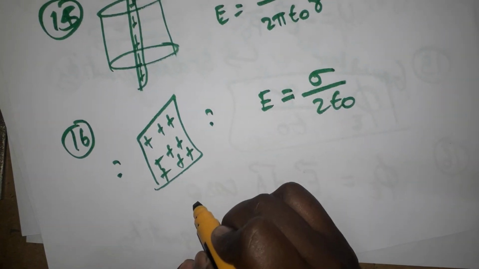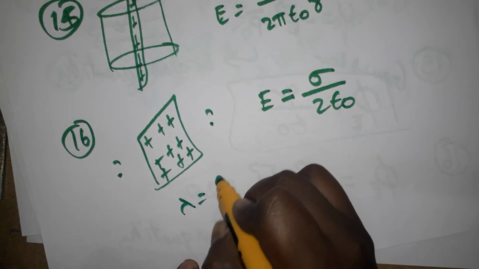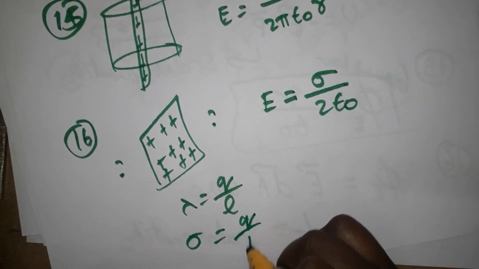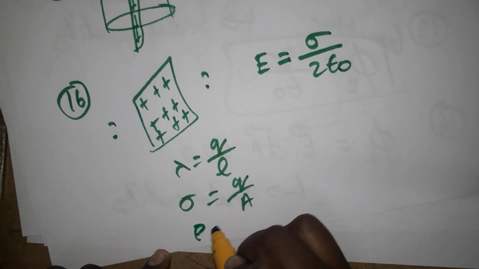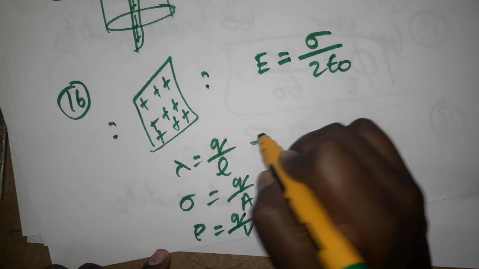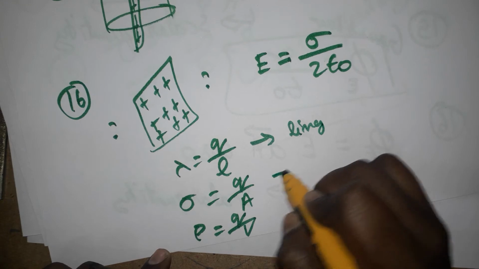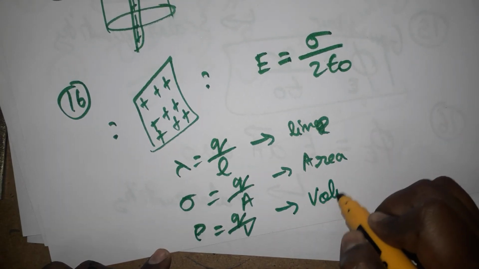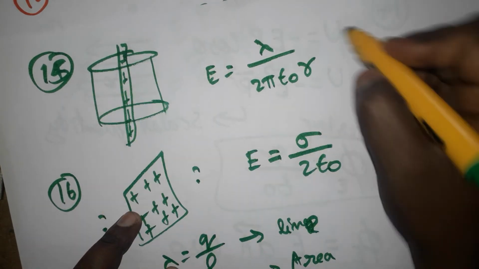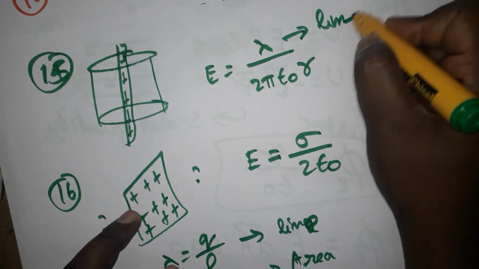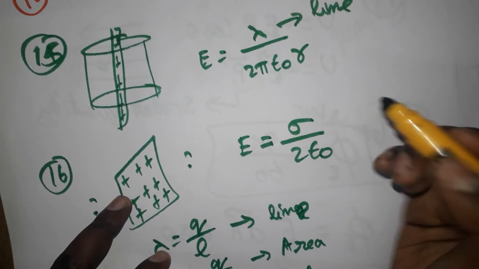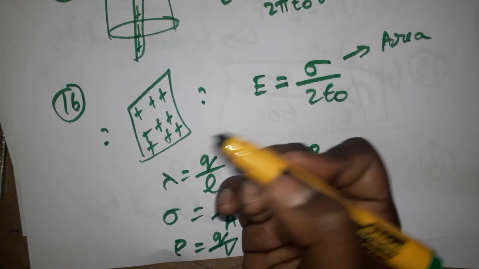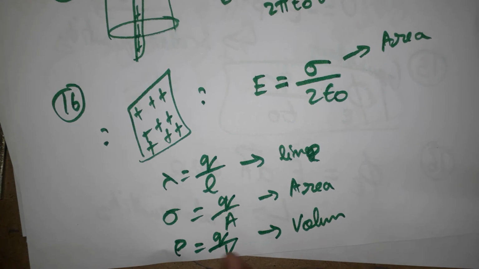Lambda is equal to charge per unit length, sigma is equal to charge per unit area, and rho is equal to charge per unit volume. It is for line, it is for area, and it is for volume. So for a thin wire, it is for line. Lambda is charge density per unit length, and sigma is charge density per unit area. When you are using a sphere, you can use this value.